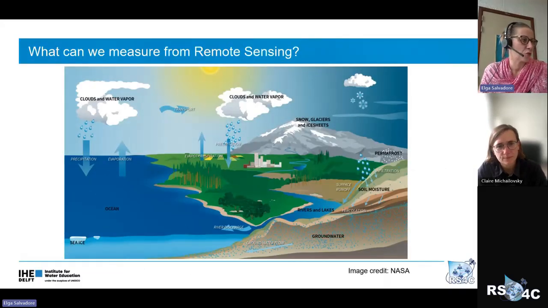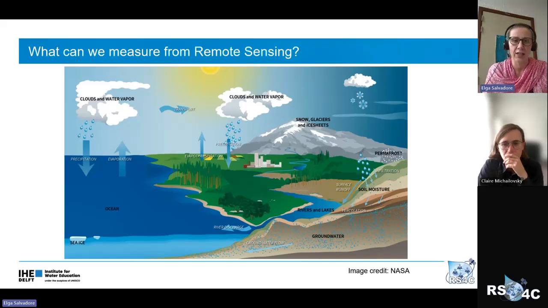I took part of this presentation from a course that Claire is giving to students. So she's kind of guiding them through the water cycle. I think it's a very nice idea to explore the different remote sensing derived products that are available through this. So I will go quickly through that with little detail.